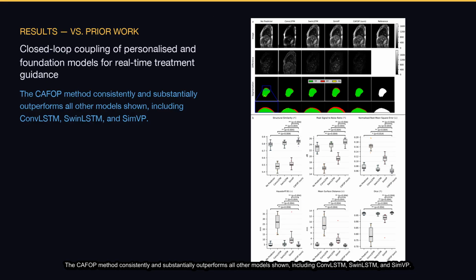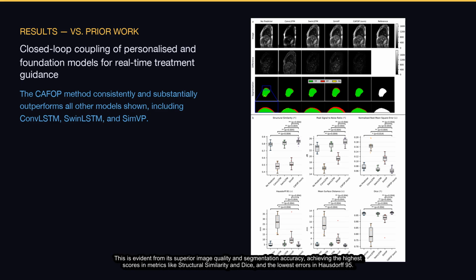The CAFET method consistently and substantially outperforms all other models shown, including CONDLSDM, SWIN-LSDM, and SIMVP. This is evident from its superior image quality and segmentation accuracy, achieving the highest scores in metrics like structural similarity and DICE, and the lowest errors in Hausdorff 95.